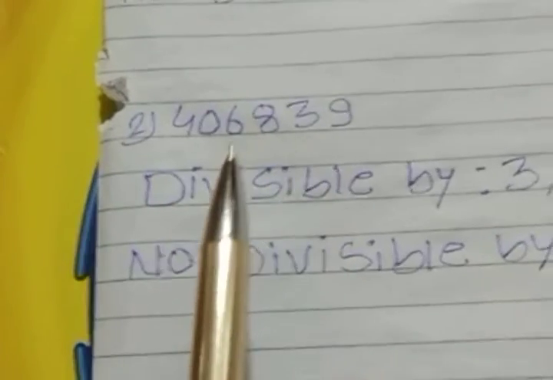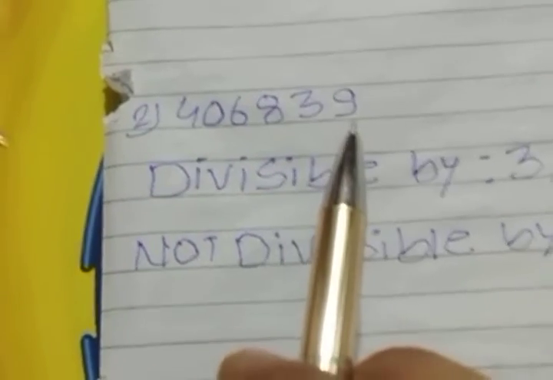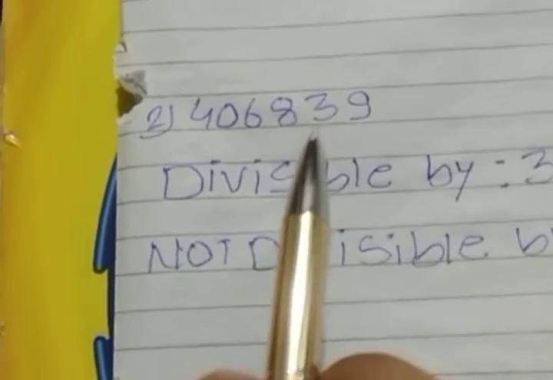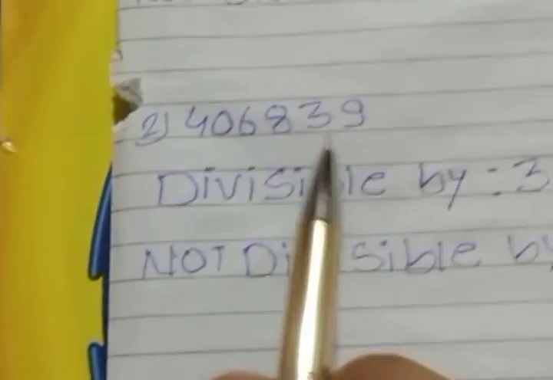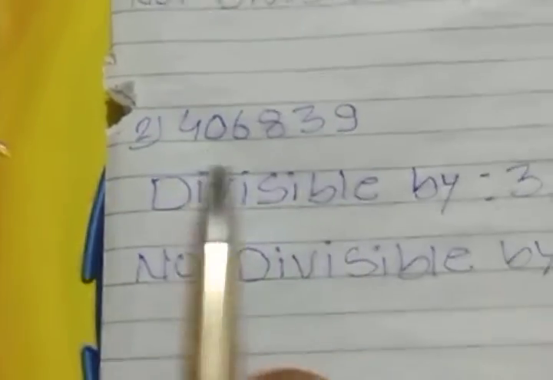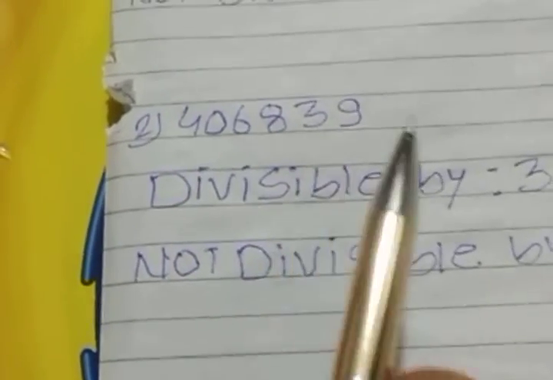According to the divisibility test of 8, the last 3 digits should be divided by 8. So here the last 3 digits are 839. So this number is not going to be divided by 8. It means that the total number is not going to be divided by 8.